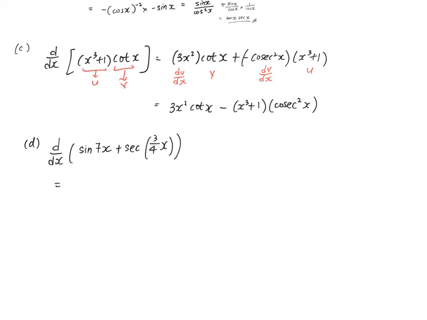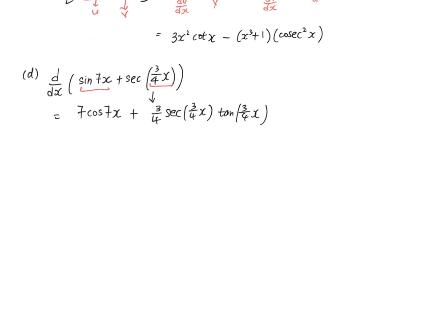Differentiating sine 7x, we basically get 7 cos 7x. And to differentiate secant, you must remember that we get secant tangent. So differentiating the outside function, we get secant tangent. Differentiating the inside function, we basically just get 3/4. And that's for part D. So we are done with part D.